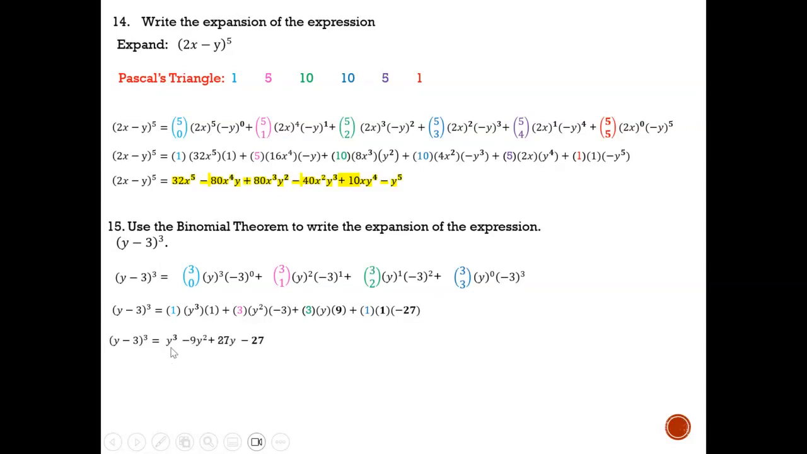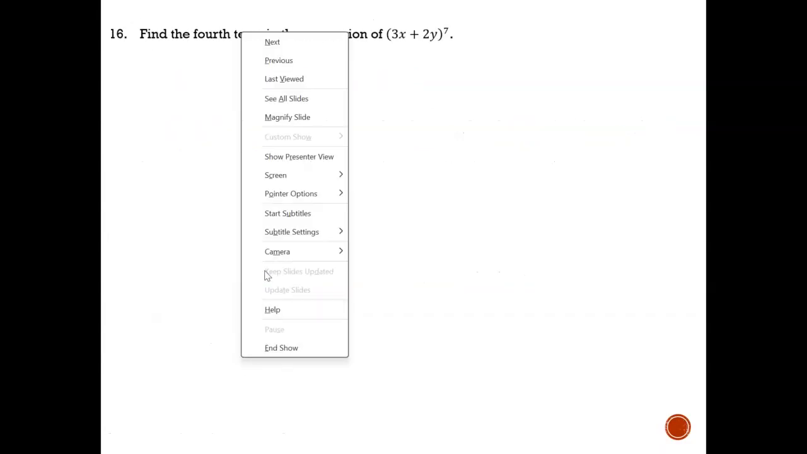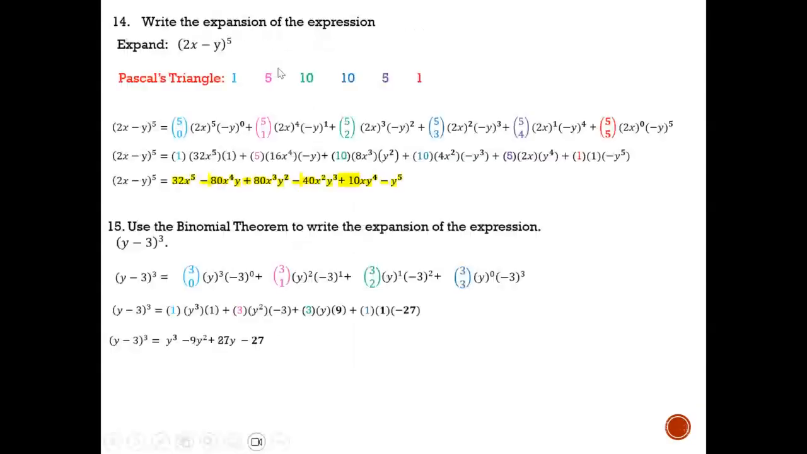Now we combine them, right? 1 times y cubed will give us y cubed. 3 times negative 3 times y squared will give us negative 9y squared. 3 times 9 will give us 27y. 1 times negative 27 will give us negative 27. So this is my answer, guys. Let me go back. This is my answer right there.